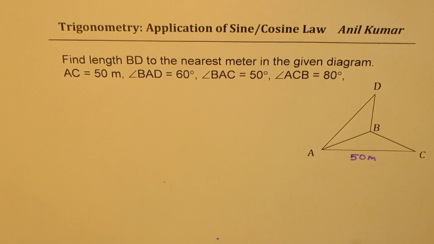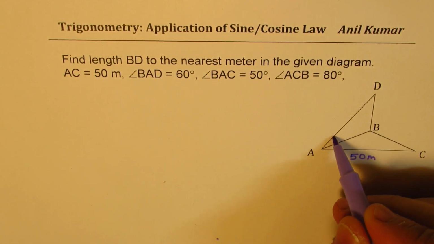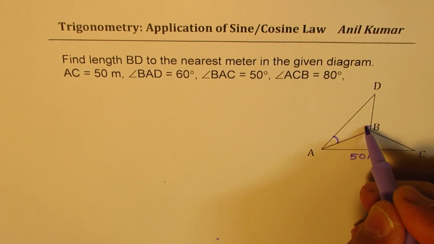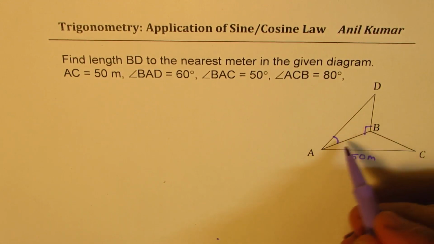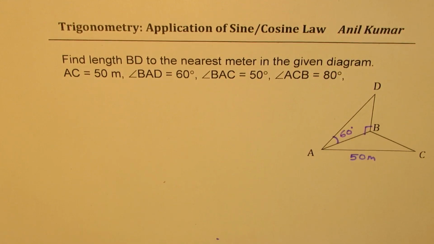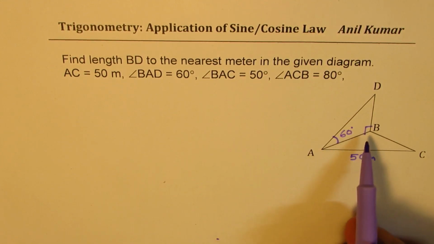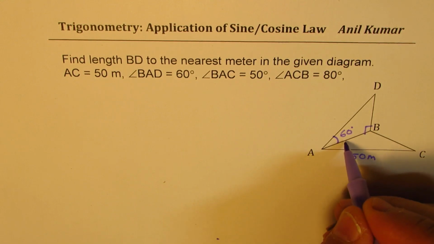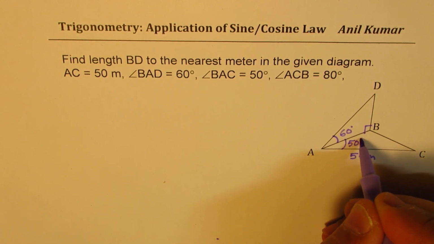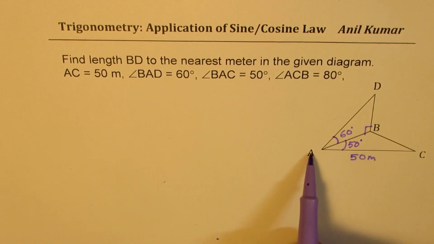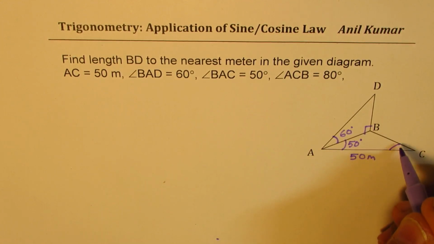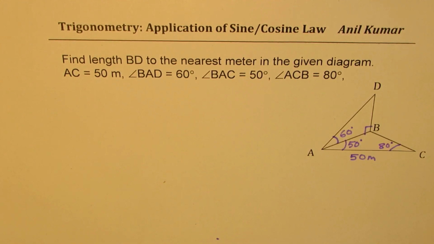Angle BAD is 60. That means this angle, vertical, right? So assume this to be 90 degrees. That is the vertical thing. So BAD is 60 degrees. BAC is 50. So this angle here is 50 degrees. ACB is 80. ACB, that means this angle, is 80 degrees. Clearly, the diagram is not to scale, right? So that is what it is. You need to solve this triangle. So I hope it is absolutely clear. Let's see how to solve it.